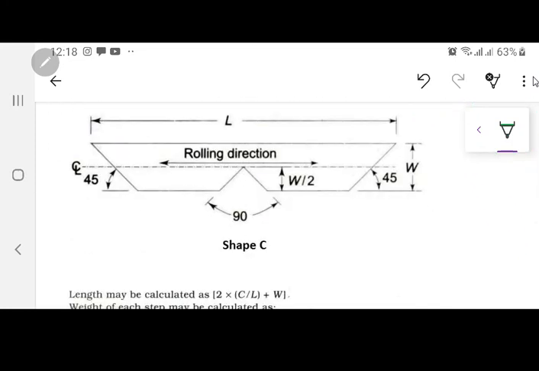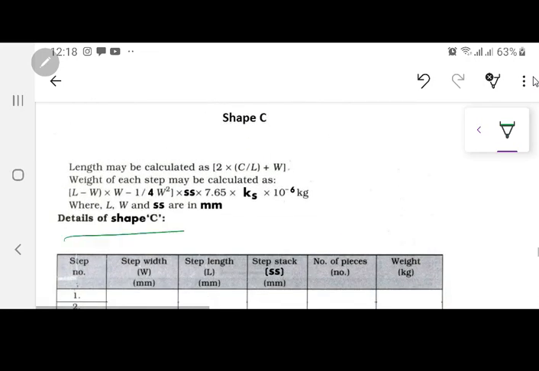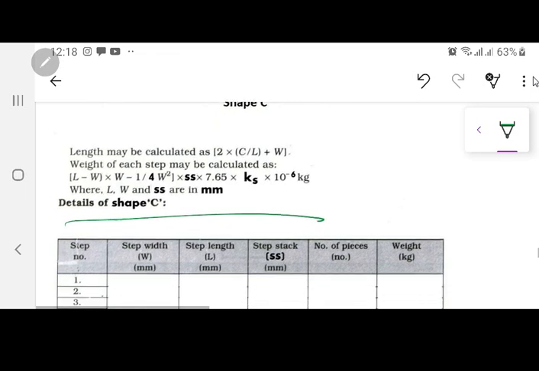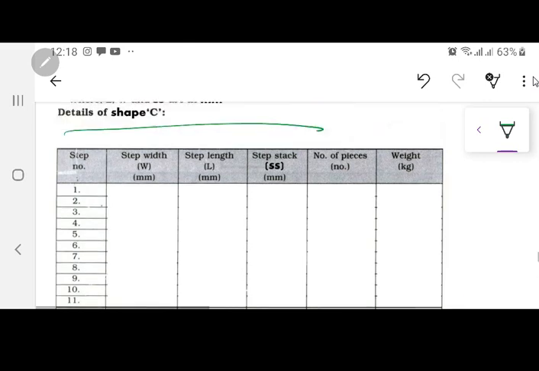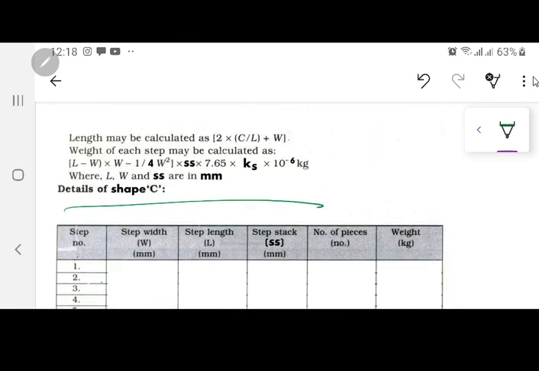Next time give me the values because I will require that value. The formula is written over there, everything is written over there. Similar table, you have to find out again the total weight for shape C. The formula is already written over there, the length is also given by formula. I don't have time to check right now, I'll look at it later. Okay, please complete this weight of C shape so that we have a total weight.